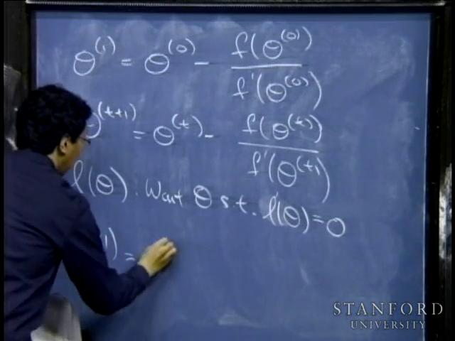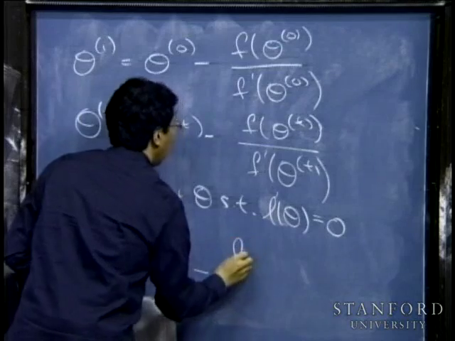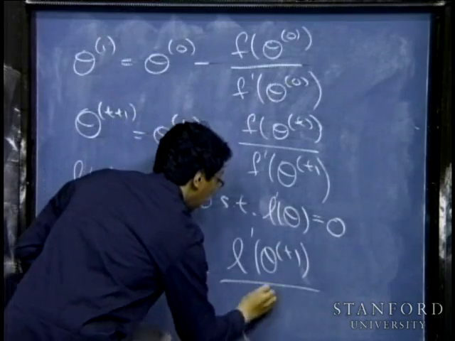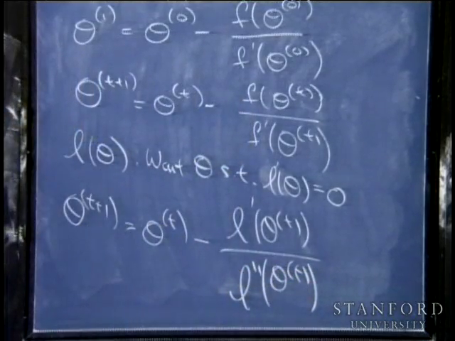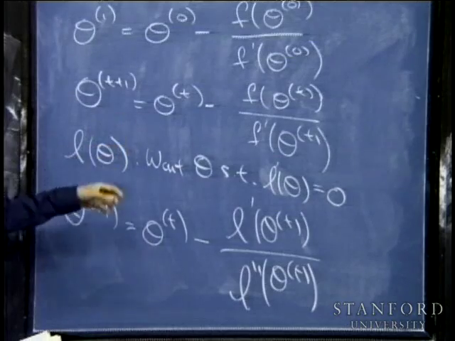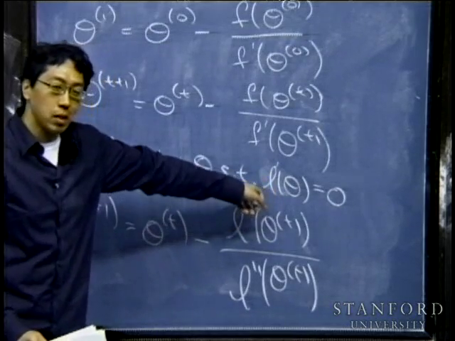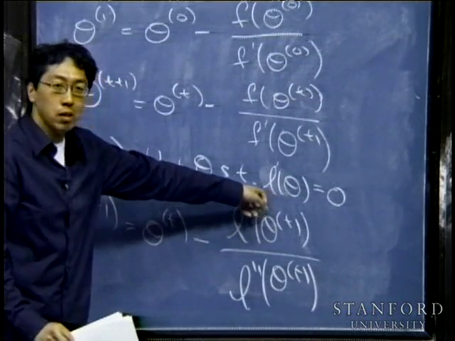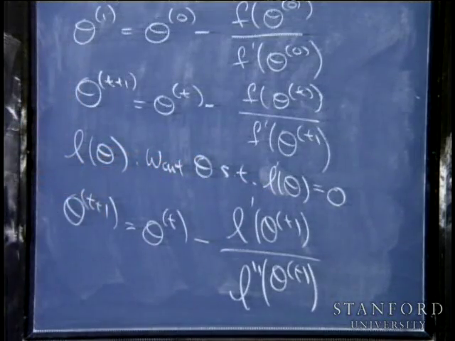And so we get theta t plus 1 equals theta t minus L prime of theta t over L double prime of theta t, okay? Because to maximize this function, we just let f be equal to L prime. Let f be the first derivative of L, and then we want to find the value of theta for which the derivative of L is 0, and therefore it must be a local optimum. Okay.